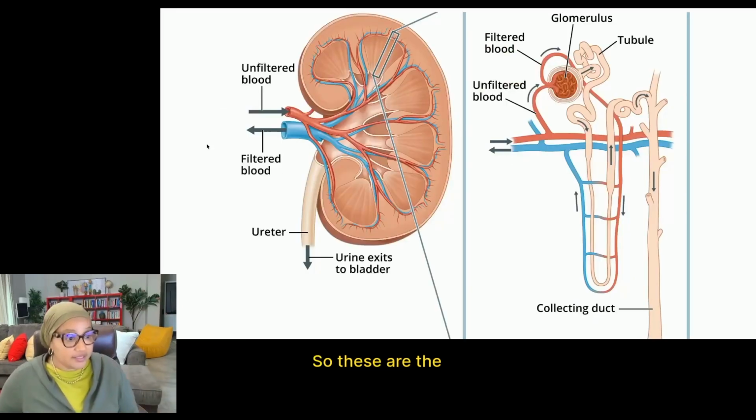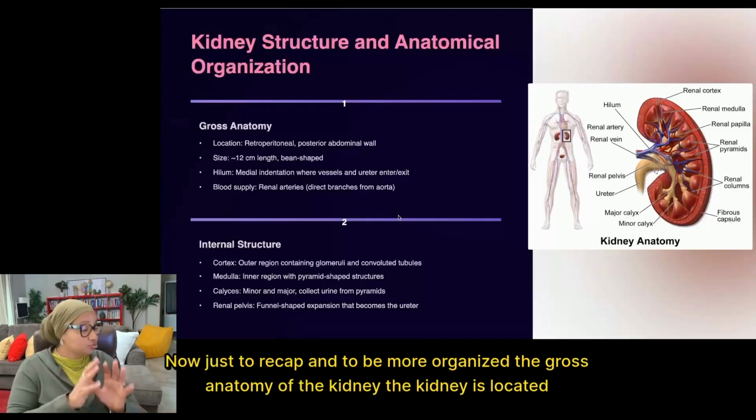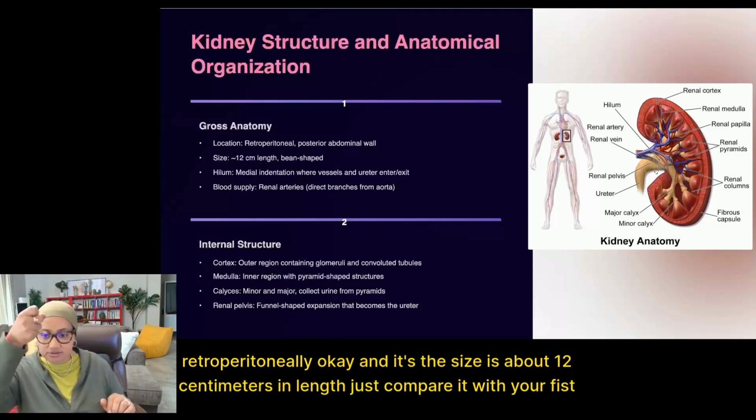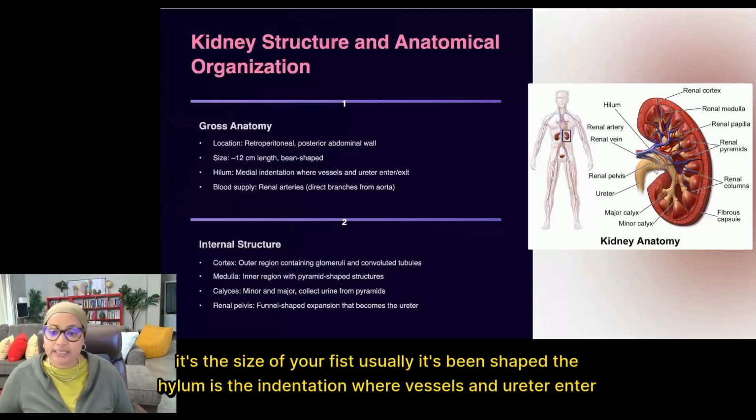So now, just to recap and to be more organized, the gross anatomy of the kidney. The kidney is located retroperitoneally, okay? And its size is about 12 centimeters in length. Just compare it with your fist. It's the size of your fist, usually. It's bean shaped. The hilum is the indentation where vessels and the ureter enter and exit.